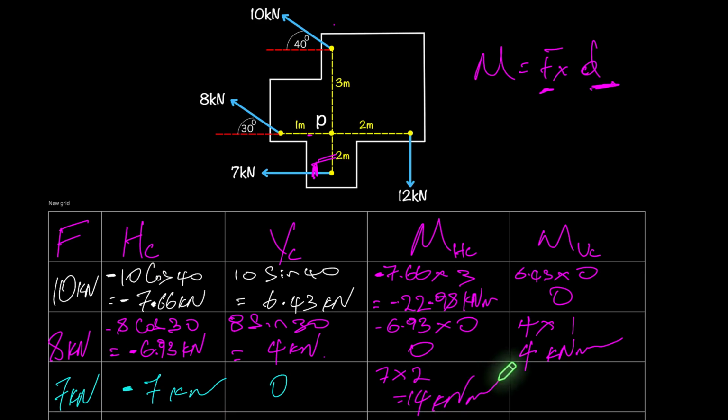kilonewton meters. The reason being, when this 7 kilonewtons act, it's going to try to rotate like that in a clockwise direction. So that moment is going to be positive, because remember we say if it's rotating clockwise, then that's positive, and if we're going counterclockwise like that, then that's negative.